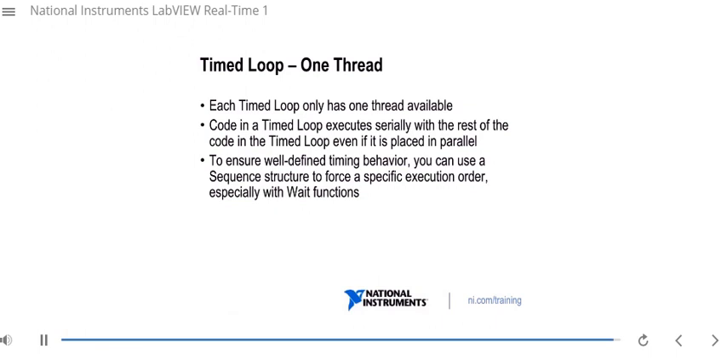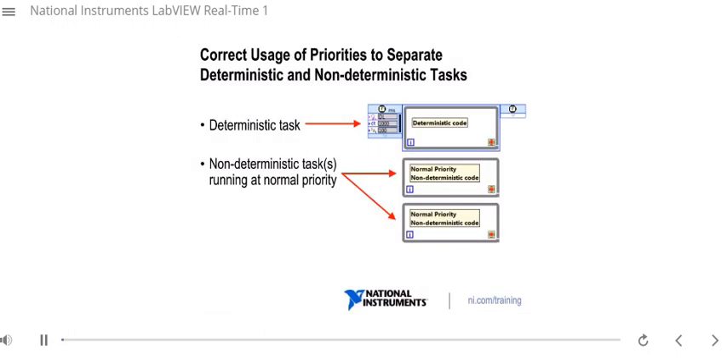However, if you were to do the same thing inside a time loop, so let's say you had a function and also a wait function that are just on the block diagram in parallel inside the time loop, then only one of them will be able to execute at a time. And the reason for that is, in the previous section, we configured time loops and described time loop priorities. By the end of this module, you will be able to use priorities to separate deterministic and non-deterministic tasks.